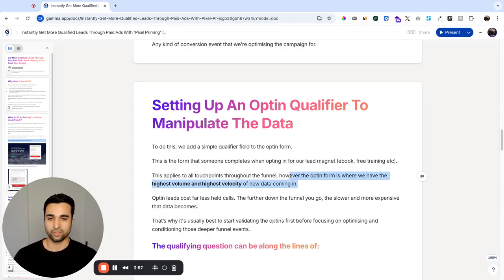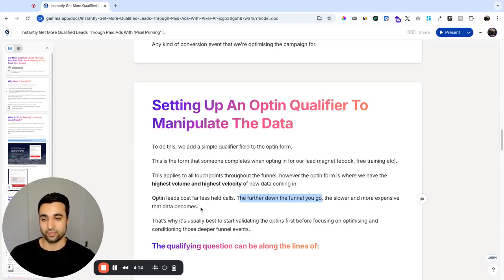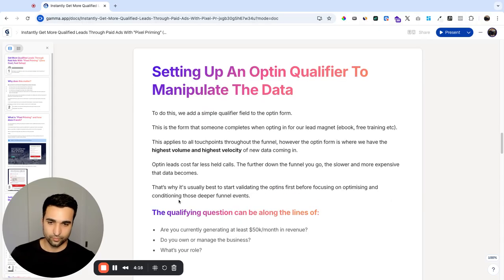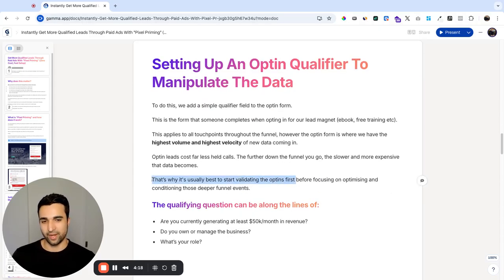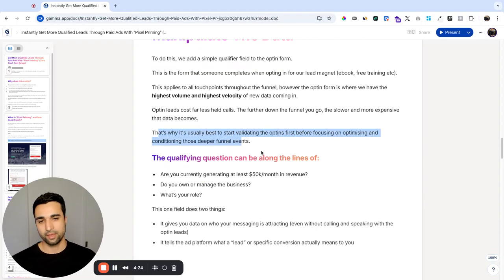However, the opt-in form is where we have the highest volume and the highest velocity of new data coming in. Obviously, opt-in leads cost far less than held calls further down the funnel. And the further down the funnel you go, the slower and more expensive that data becomes to acquire and also to monitor. So that's why it's usually best to start validating the opt-ins first before we focus on optimizing and conditioning those deeper funnel events.